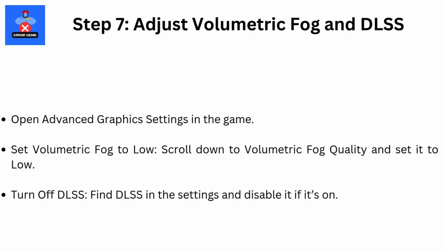Step 7. Adjust volumetric fog and DLSS. Open advanced graphics settings in the game. Set volumetric fog to low. Scroll down to volumetric fog quality and set it to low. Turn off DLSS. Find DLSS in the settings and disable it if it's on.